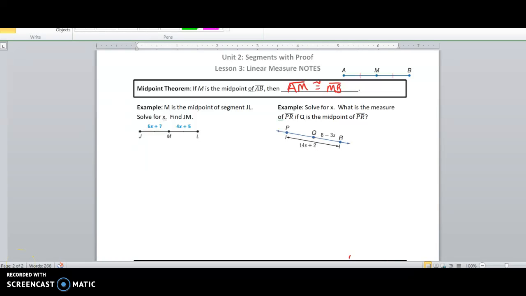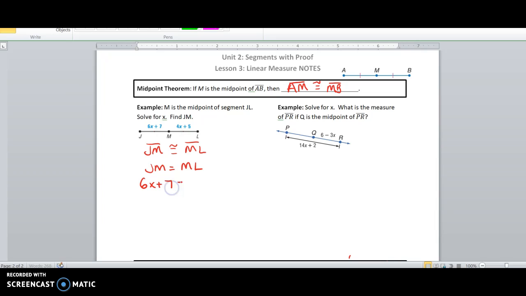The midpoint theorem says if M is the midpoint, remember midpoint means middle point, of AB, then AM is congruent to MB. So if we look at the first example, M is the midpoint of segment JL, which means JM is congruent to ML. As we talked about before, if they're congruent, they're also equal. And once they're equal, we can substitute in the expressions.